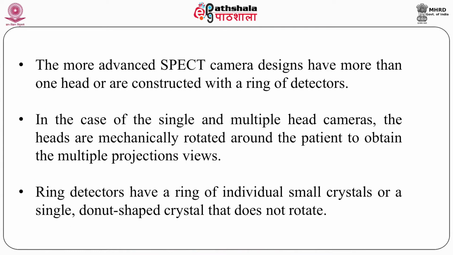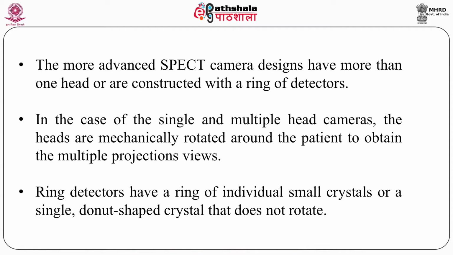The more advanced SPECT camera designs have more than one head or are constructed with a ring of detectors. What does it mean? Initially the gamma camera had a detector that could take images from one angle: anterior, posterior, right lateral, left lateral. But the SPECT camera is more advanced. It can rotate in a particular way, or now we have cameras where a ring of detectors is there, when we talk about CT or PET-CT. In the case of single and multiple head cameras, the heads are mechanically rotated around the patient to obtain the multiple projection views.